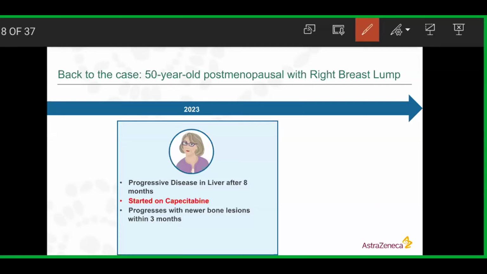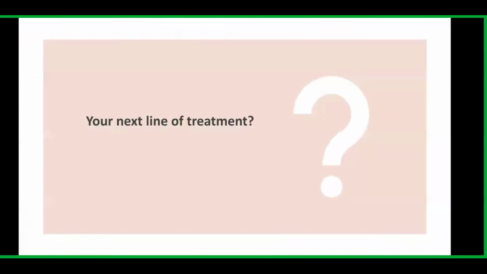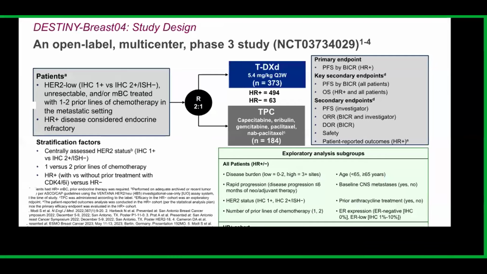Okay, so you do the resistance testing with the PIK3CA, AKT, or PTEN mutation testing, as well as the ESR mutation testing. If everything comes wild type, then probably you would treat them with chemotherapy, right? So she was started on chemotherapy, oral capecitabine, and she progressed with new bone lesions within 3 months. So now what would be the next line of treatment?